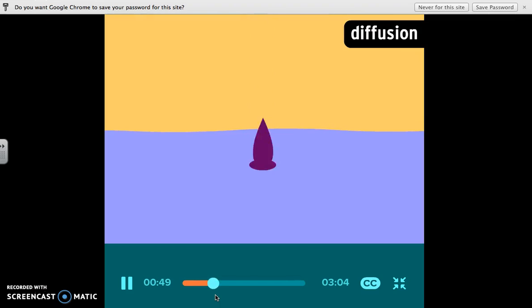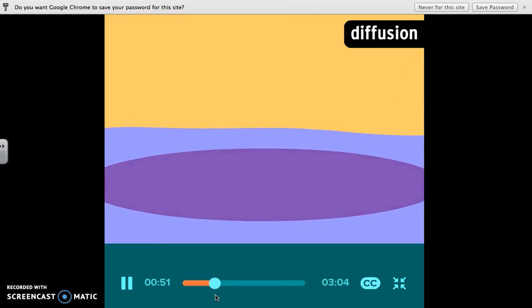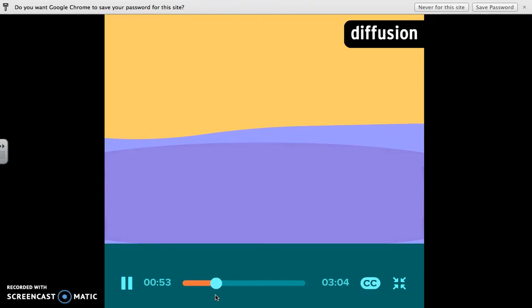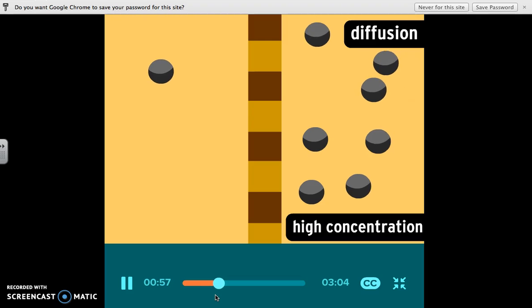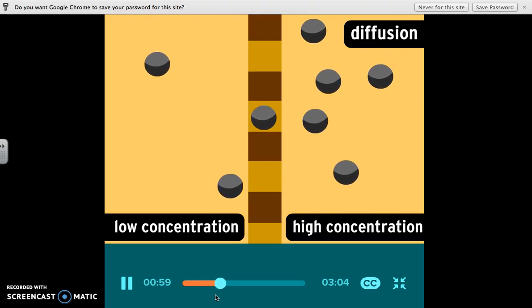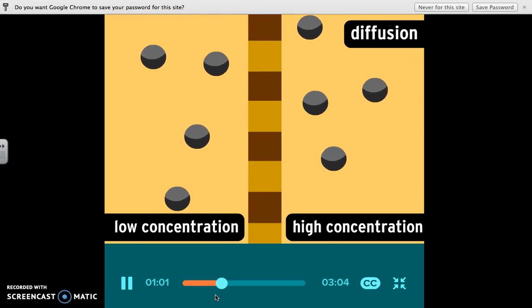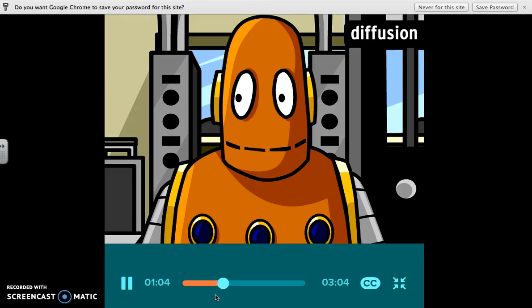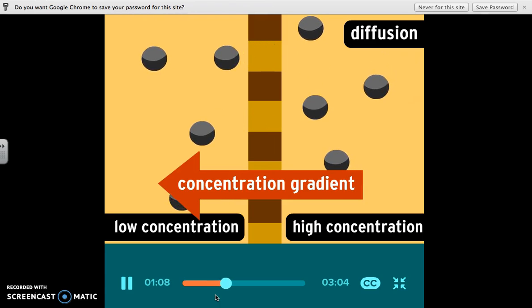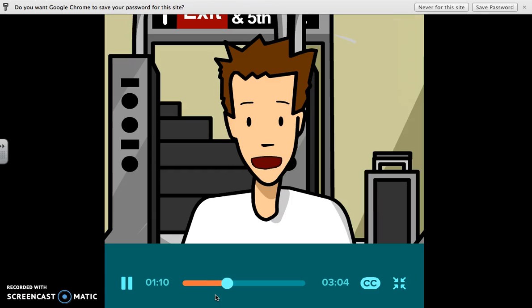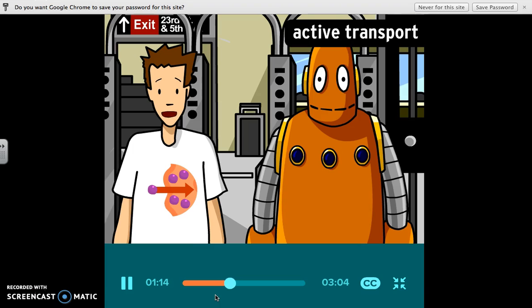Passive transport works by diffusion. That's the natural spreading of particles through a liquid or gas. Particles move from areas of high concentration to areas of lower concentration. Yep, this is called moving down a concentration gradient. Not all substances can cross a cell membrane without some help. Active transport is when a cell uses its own energy to move molecules across the membrane.